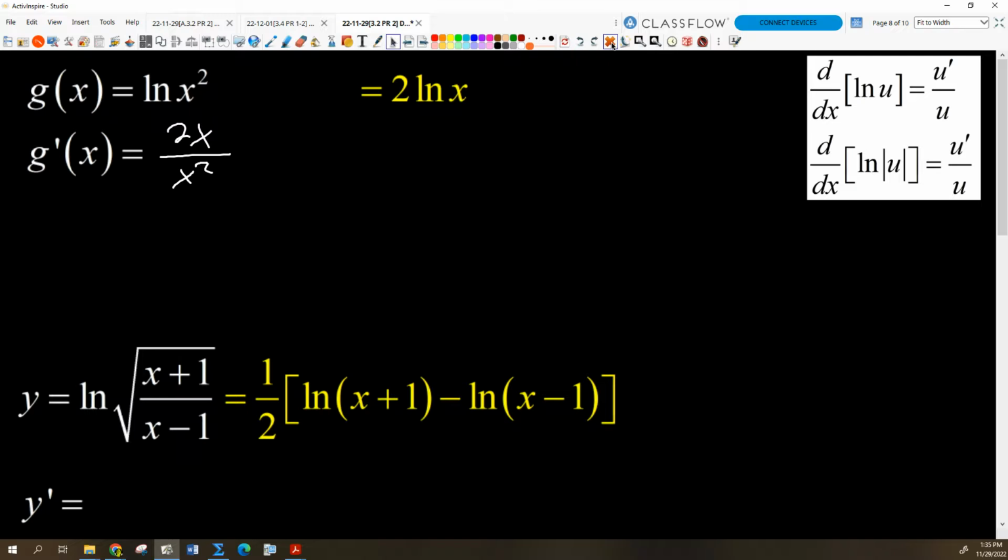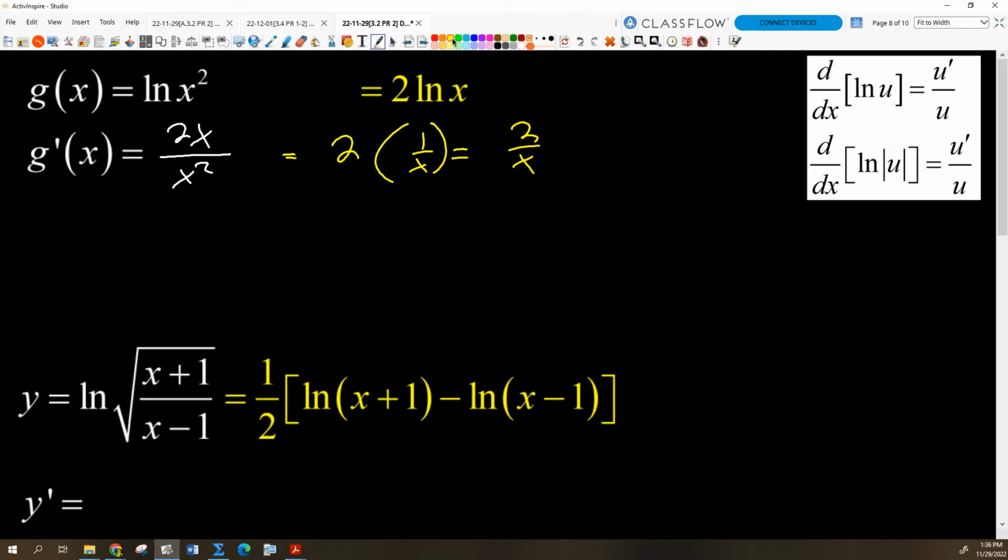1 over x, right? Because in this case, u is just x, so u prime would just be the derivative of x, which is 1, right? So that's just giving us 2 over x. Either way we go, we're going to get that. But the yellow way is a little bit easier, isn't it? It's a little bit easier to take advantage of those properties of logs.